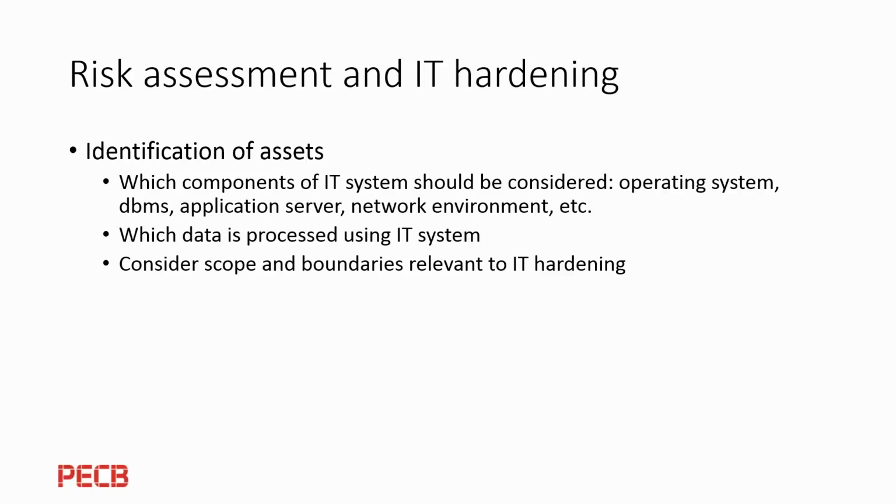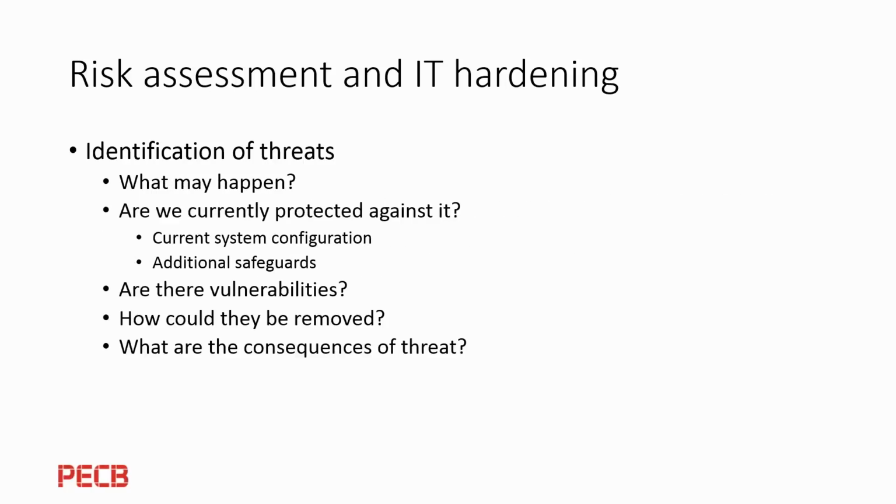Considering scope and content is relevant to IT hardening, so it deals with which part of IT infrastructure should be considered, at least at the beginning of the process, as the most important in order to implement the IT hardening policy. The important thing is just to identify the threats and estimate the risk related to these threats. So basically you have to analyze what may happen to our IT infrastructure and how we are currently protected against it.